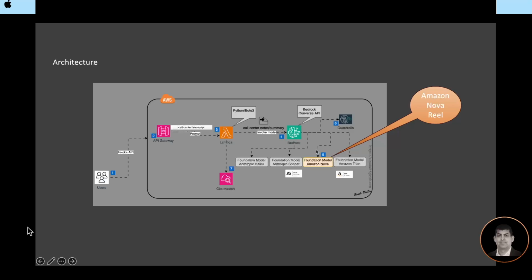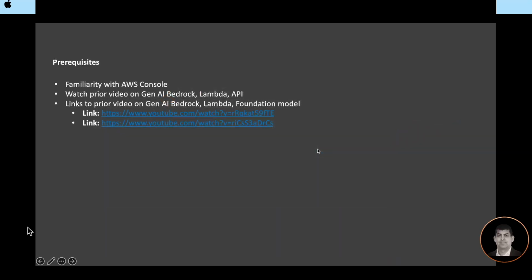Now, in this example, while I could use the API, for the sake of simplicity I'm going to use the Amazon Bedrock Playground. The prerequisite for this is familiarity with the AWS console. Watching prior videos on Gen AI, Bedrock, and Lambda API solutions on my channel will be helpful. There are 2 specific links here. One is for the summarization use case where I was using a foundation model to create a transcript summary, and the second link is for updating that to the Nova Micro model.